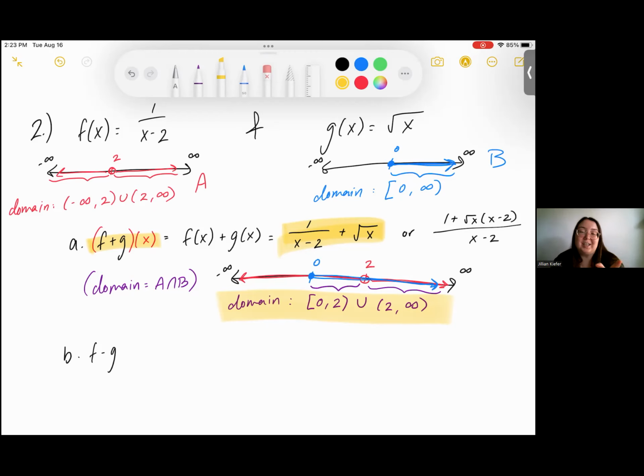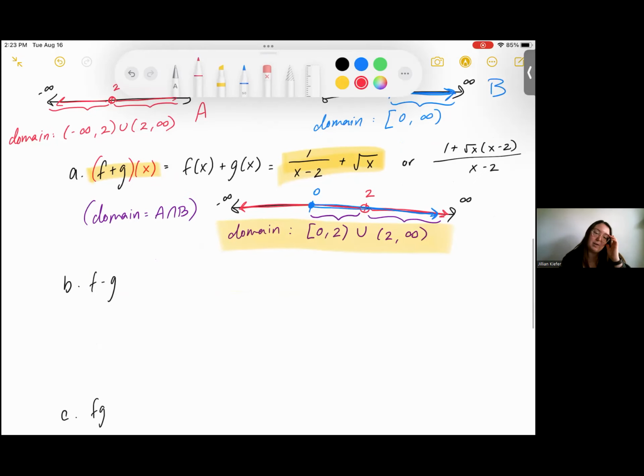But the good news here is that we don't have to do any more work for the domain until part D now. The domain is going to be the same for A, B, and C. So we just need to find out those actual values and functions for A, B, and C. Domain is going to be the same, so we don't have to redo what we just did every single time. So saying that, let's go ahead and move forward here.